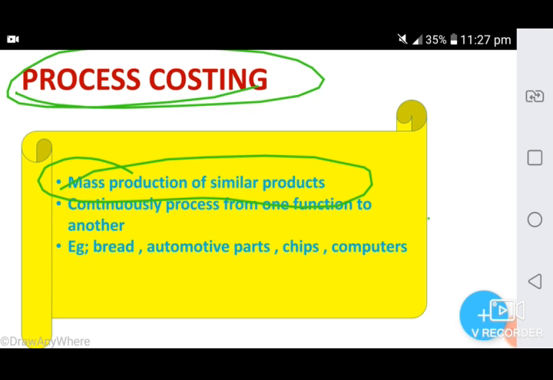So process costing is used when there is a mass production of similar products, and the product is continuously processed from one function to another until it is completed.